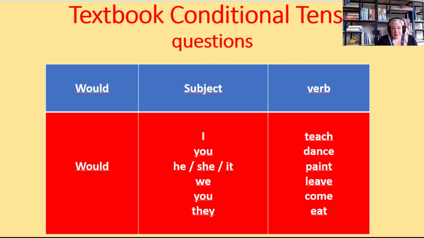Then the textbook conditional tense questions. Would plus subject plus the verb. Would I teach? Would you dance? Would he, she, it paint? Would we leave? Would you come? Would they eat? Of course, there need to be question marks. I didn't put them in.